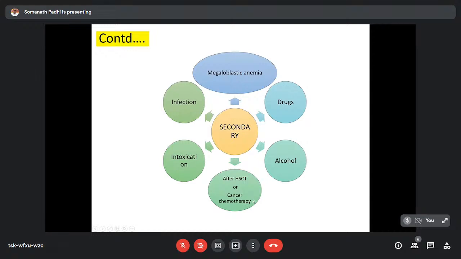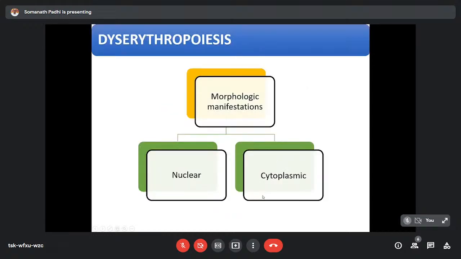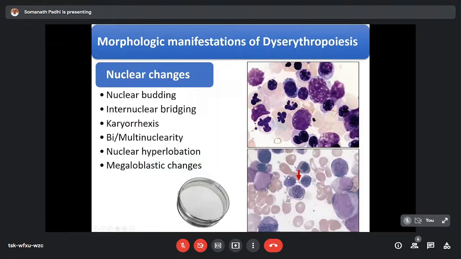There are a lot of dysplastic morphological changes that occur in the bone marrow. So this can be a morphological manifestation of dyserythropoiesis. As we can see, it can be nuclear features of dyserythropoiesis, it can be cytoplasmic features of dyserythropoiesis, and as you go next, you can see this diagram that beautifully describes the nuclear features of dyserythropoiesis in the bone marrow.